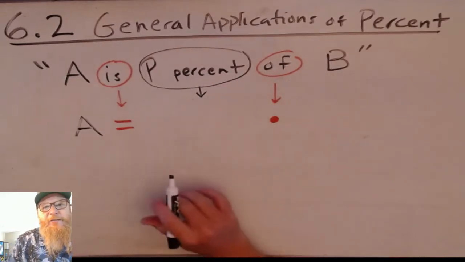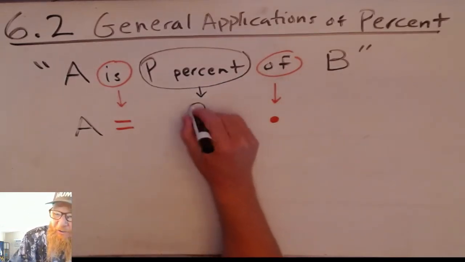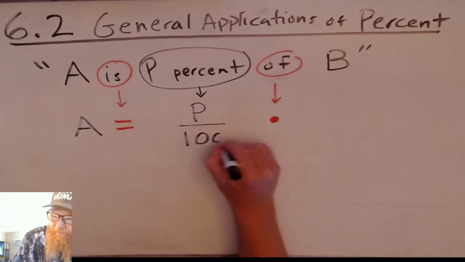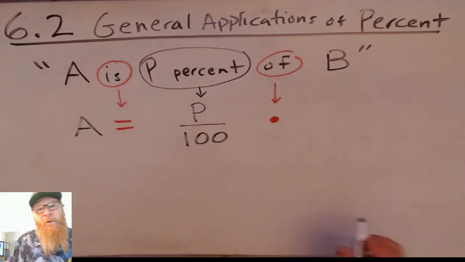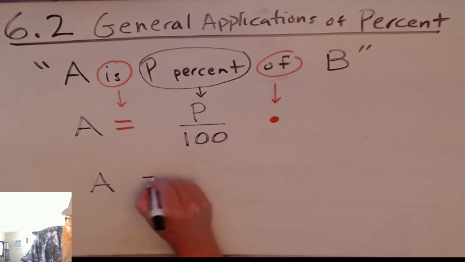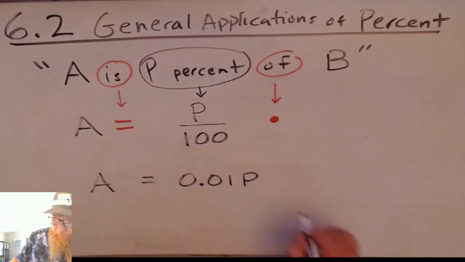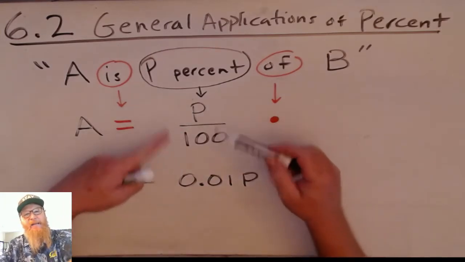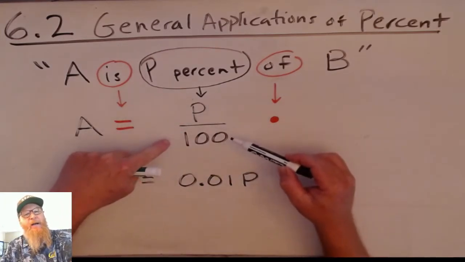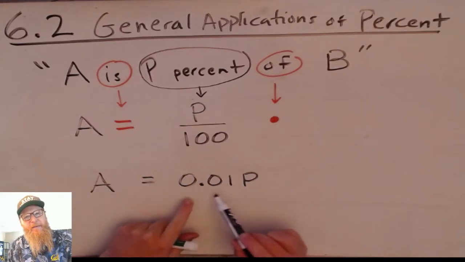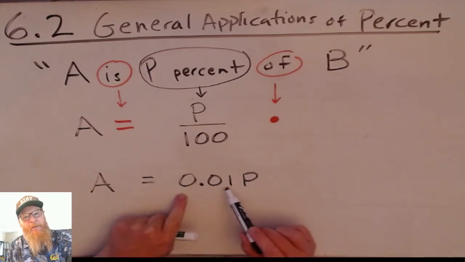There are two ways to write that. There's the fractional form, or if you prefer, the decimal form. These mean the same thing. P divided by 100, or P over 100, means the same thing as 0.01P.